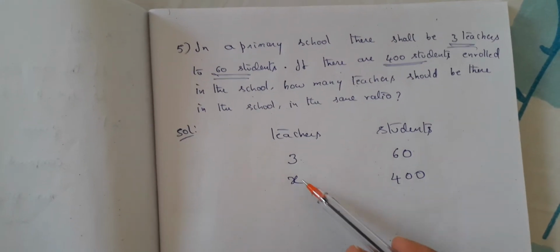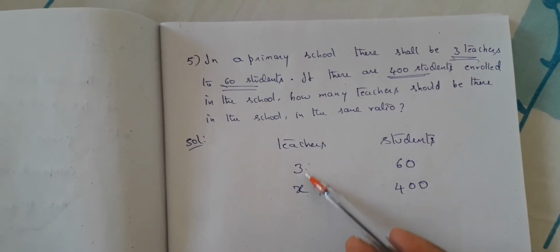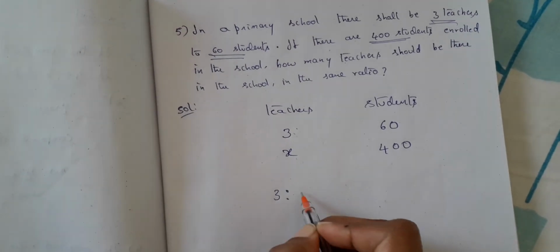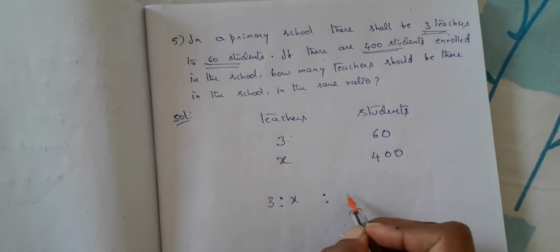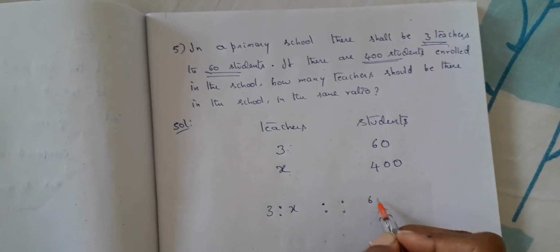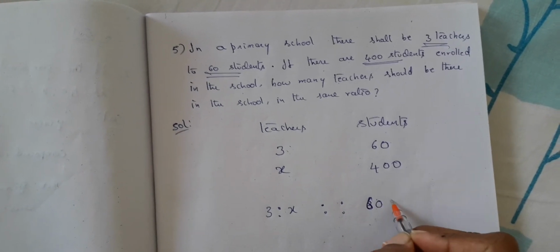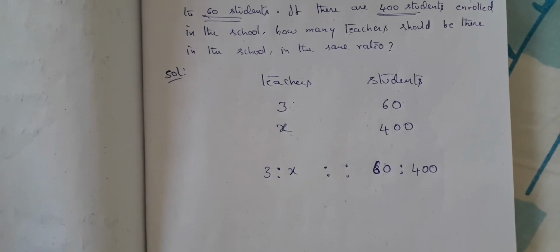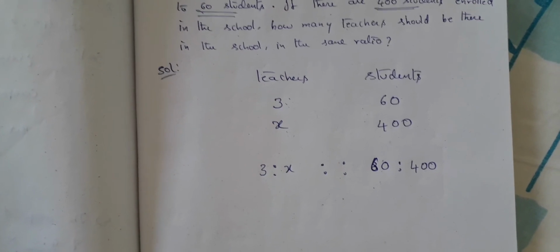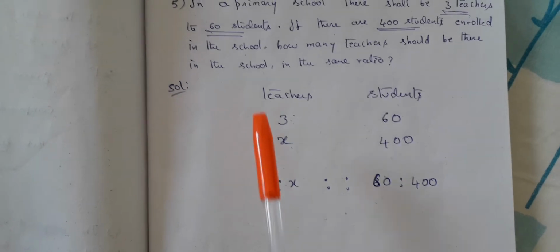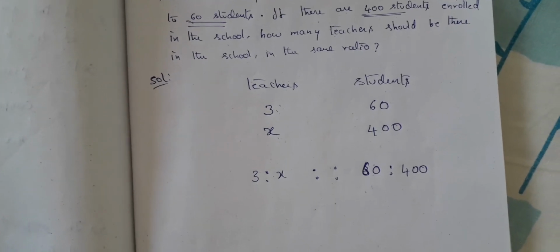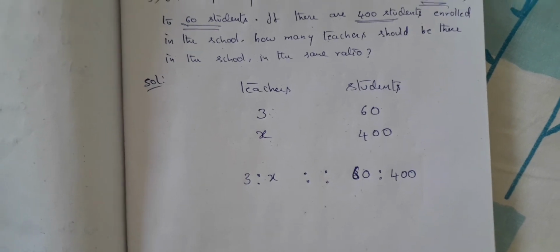So now you write the ratio: teachers by teachers, students by students. How to write the ratio now? 3 is to x is similar to 60 is to 400. This is the way you have to write. By mistake also you should not write it as 3 by 60. So 3 is to x is as 60 is to 400.